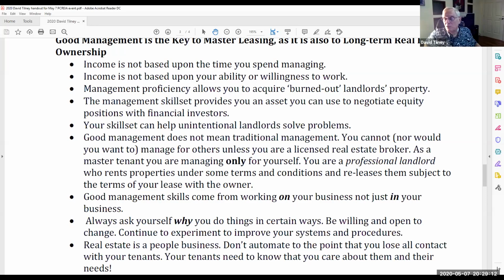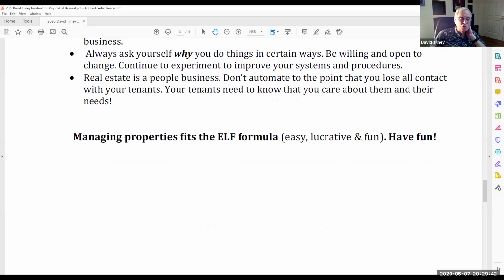Good management skills come from working on your business, not just in your business. Always ask yourself why you do things certain ways. Be open to change, continue to experiment and improve your systems and procedures. You know, if you haven't heard this name, write it down. Simon Sinek, S-I-N-E-K. He did a bunch of TED Talks, and you can go to YouTube and pull up Simon Sinek, and I recommend you do that, and you'll see some of his talks. They're short. They're well worth hearing. He's also written 3 books.